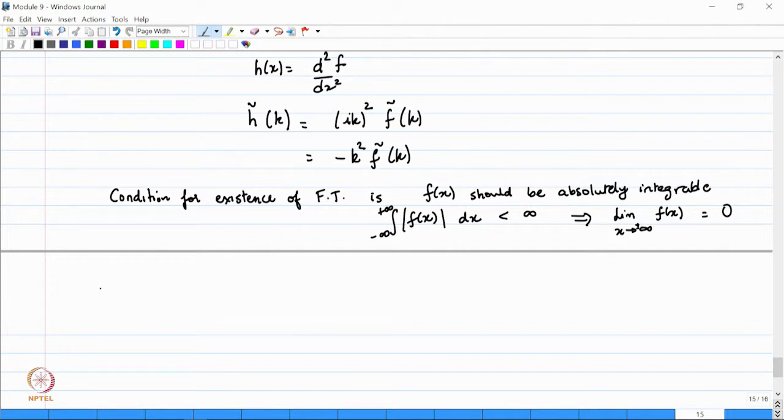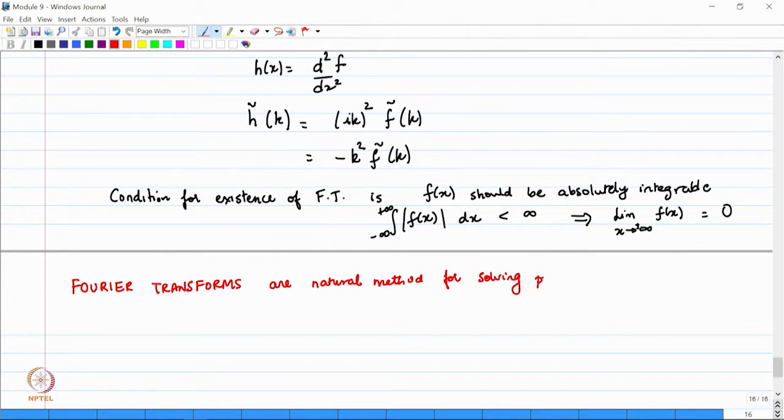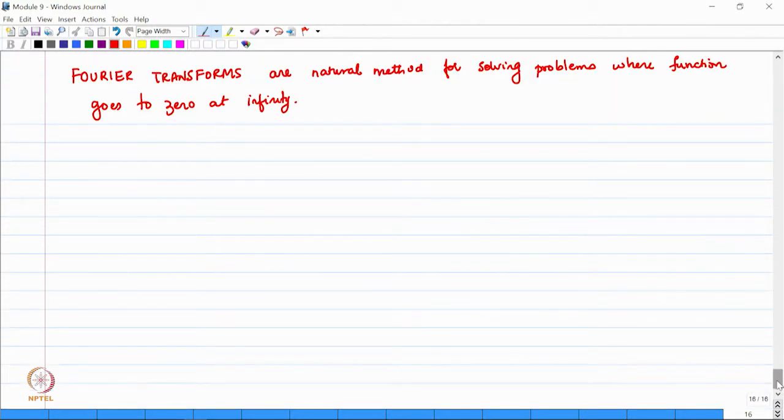So what I want to emphasize is that Fourier transforms are natural methods for solving problems where the function goes to 0 at infinity. So what I mean is, suppose you have a differential equation, let us take an example.